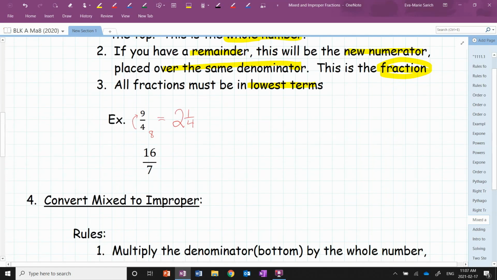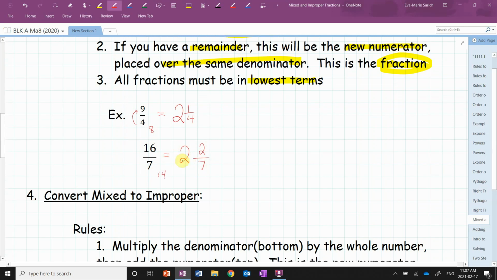Okay? So let's look at the second example. 7 goes into 16 how many times? Well, 7 times 1 is 7. That's not enough. 7 times 2 is 14. We're getting pretty close. 7 times 3 is 21. That's too high, right? So it goes in 2 times. Just happens to be 2 again. It won't go in 2 times every single time. So 7 times 2 is 14. How many more do we have than 14? Well, we've got 2 more. So that 2 left over goes on top of the same denominator. So our mixed number would be 2 and 2 over 7. Okay?